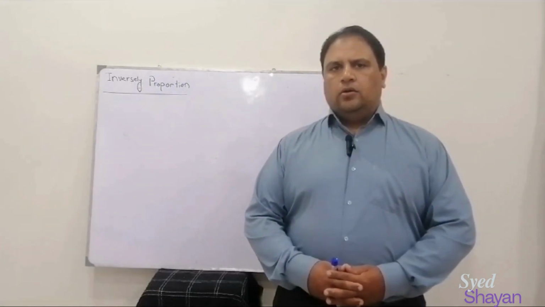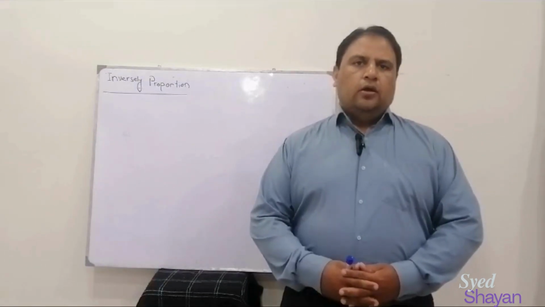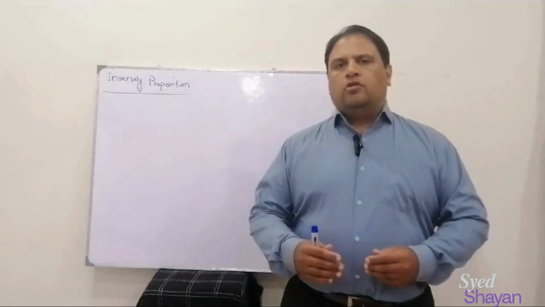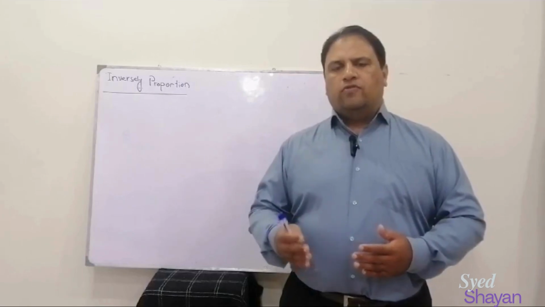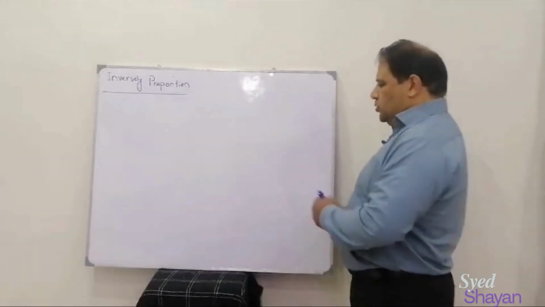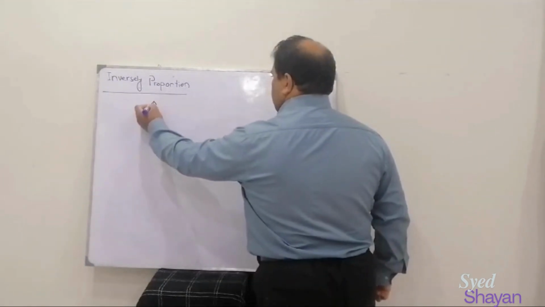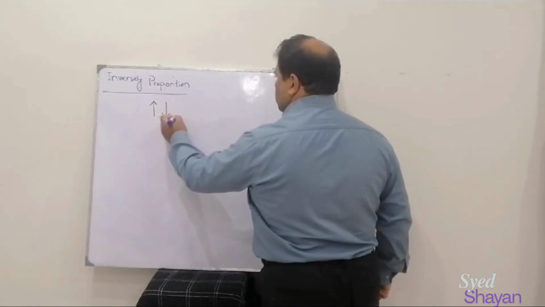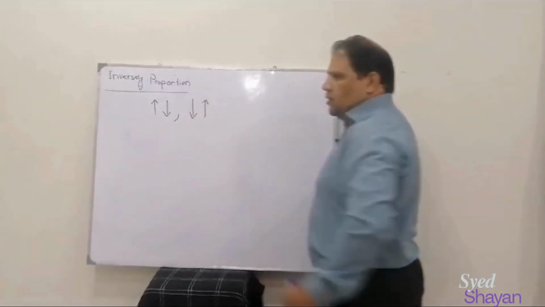Like in directly proportion we studied that both the quantities are moving in the same direction. If one increases, the other will also increase. If one is decreased, the other will also decrease. In inversely proportion the situation is different. If one quantity is increasing, the other will decrease, and if one quantity is decreasing, the other will increase.